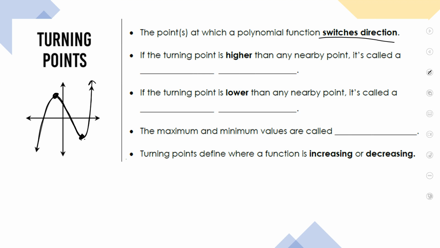So if the turning point is higher than the nearby points, so these points right here, it's higher in its location. In this general area, it's the highest point. We call that the relative maximum. And then the lower turning point, we call that the relative minimum. And we call these values the extrema.